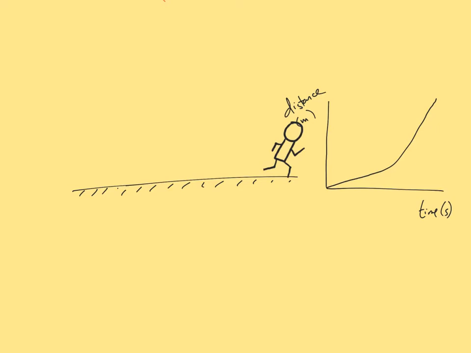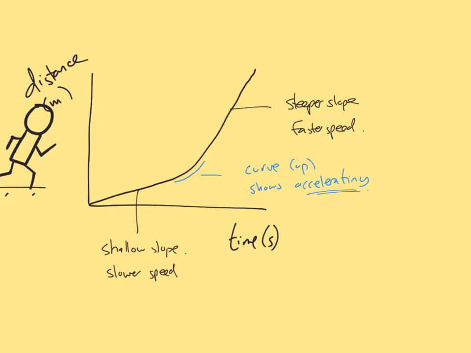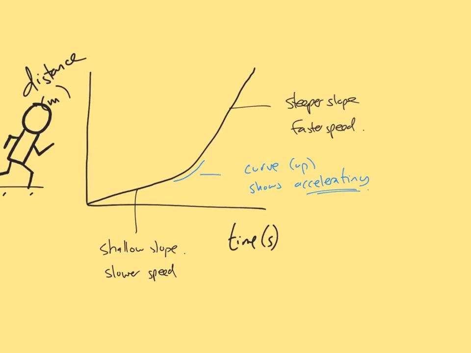So what we've got here then, shallow slope where the person's walking slowly, steeper slope where the person is running and obviously therefore moving more quickly, and then the interesting point is this bit where it curves and changes from one to the other. So shallow slope, walking slowly, slower speed, steeper slope, obviously now going faster. The curve shows that the speed is changing.